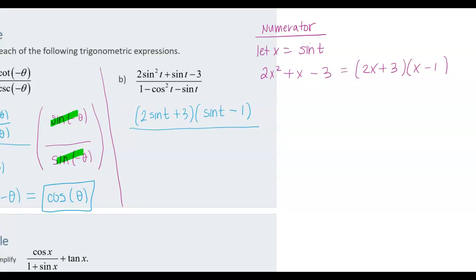In the denominator, I see that this is one of the equivalent forms of the Pythagorean identity. If I subtract cosine squared from both sides, I have 1 minus cosine squared t. So I'll substitute that instead for the denominator. So in the denominator, I'm going to have sine squared t minus sine of t. And then I can factor the denominator. So I'll leave the numerator as it is.